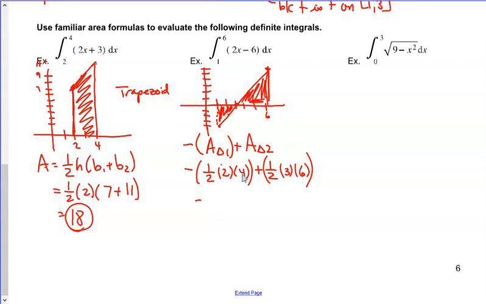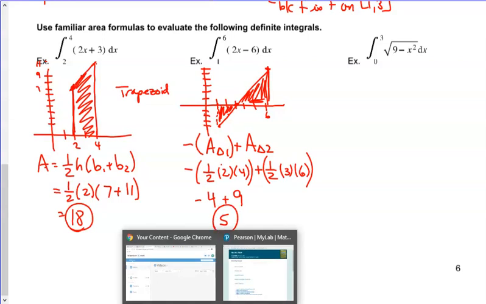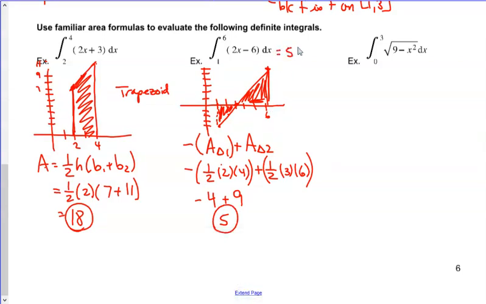1/2 of 2 goes away and then we have a 4, so negative 4. This gives me 18. 1/2 of 18 is 9. Negative 4 plus 9 gives me a value for my definite integral of 5. So this is equal to 5, or it is geometrically the net area of that function from 1 to 6 with the x-axis. Okay. All right, the next one, I alluded to that this is actually a semicircle.